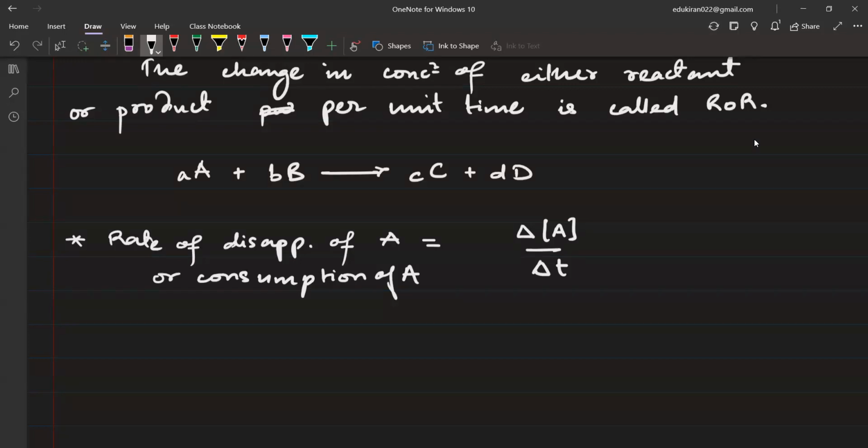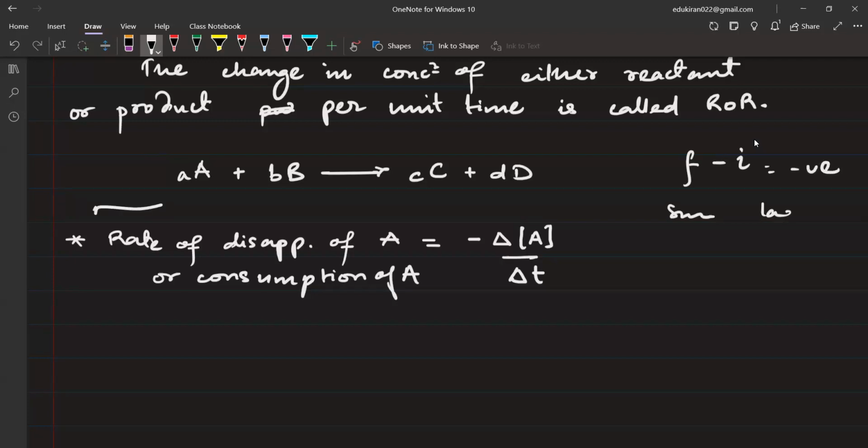Now I will add a minus sign to show that it is disappearing, because it is a reactant. Understand that when we do final minus initial for a reactant, the reactant is getting consumed, it is getting lowered. Therefore final will be a smaller number, initial will be a larger number. Pehle zyada hoga reactant, dheere dheere kam hoga. That is why final minus initial will be a negative number, but rate can never be negative.